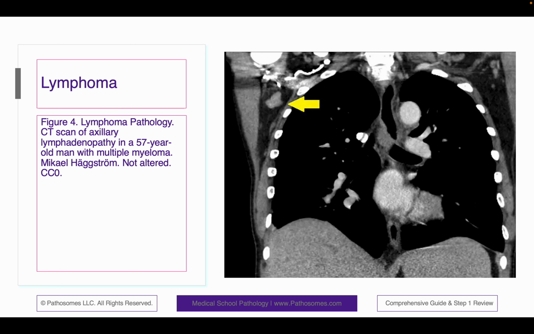With regards to lymphoma, a lot of radiologists can pick this up with their various imaging. For example, we have a CT scan here with this yellow arrow pointing at an enlarged, abnormally shaped axillary lymph node in a 57-year-old patient with multiple myeloma.